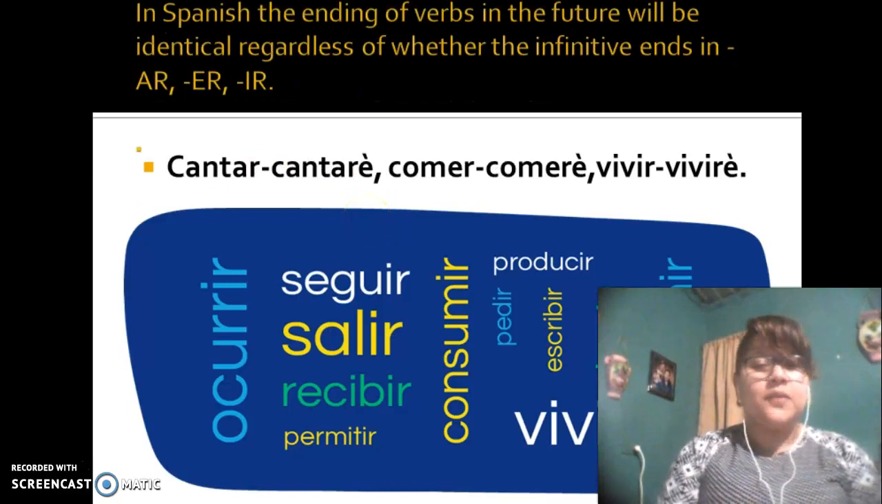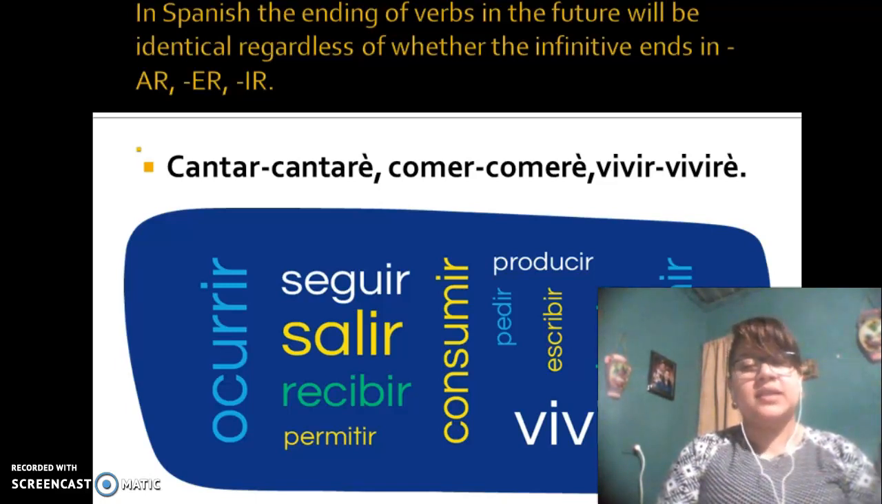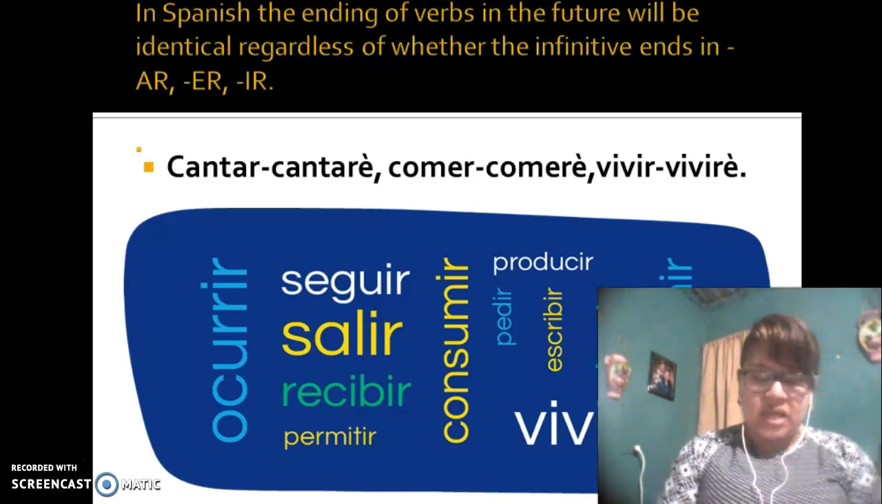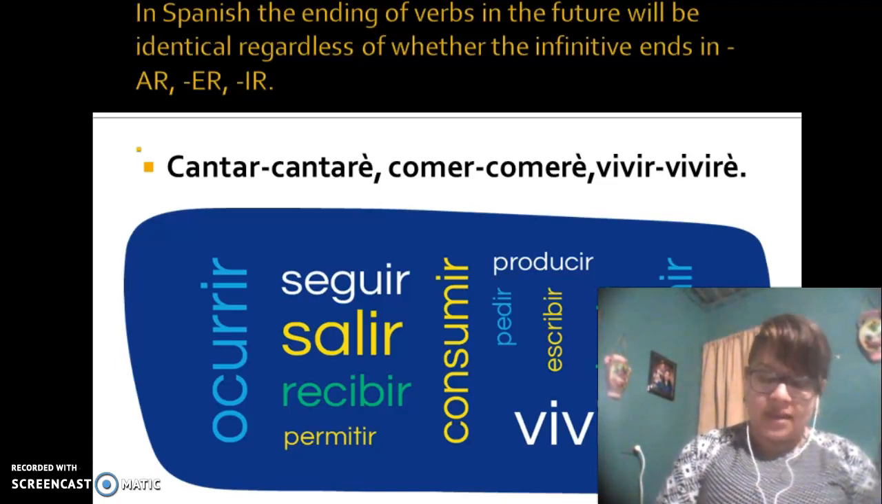And in Spanish, the ending of verbs in future will be identical regardless of whether the infinitive ends in ar, er, or ir. We have some examples. Cantar, cantaré. Comer, comeré. Vivir, viviré. And so on. Its use is the same as that of will in the English language, with some fundamental differences in the conjugation of the verb.